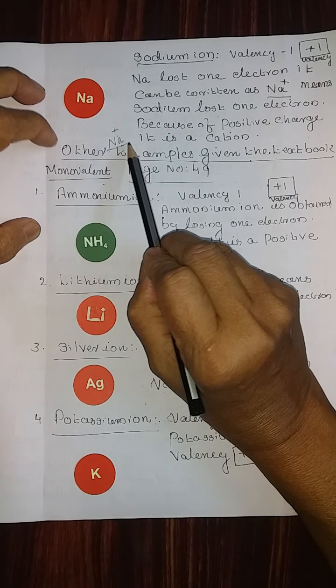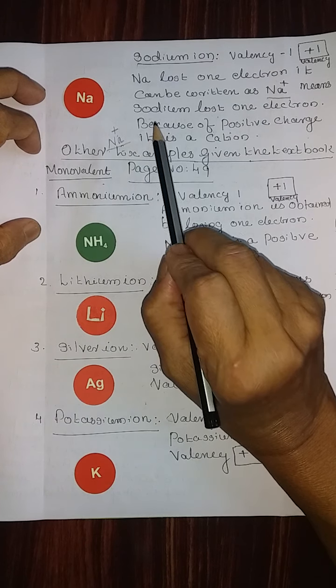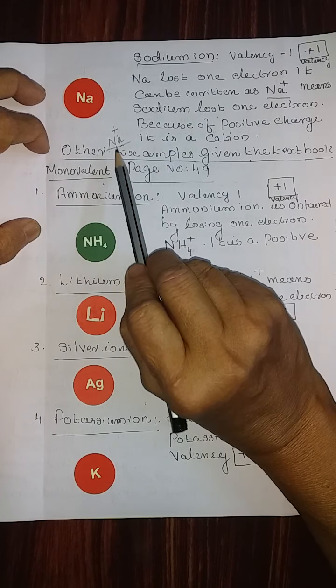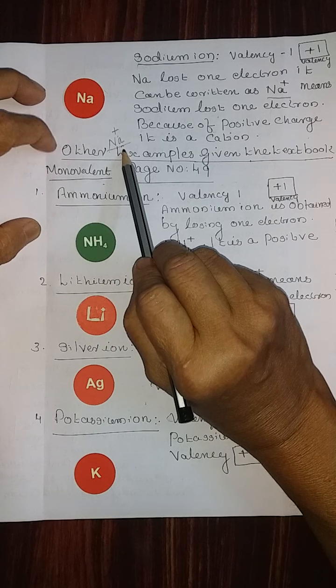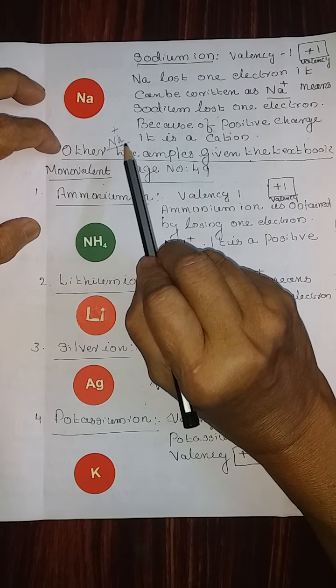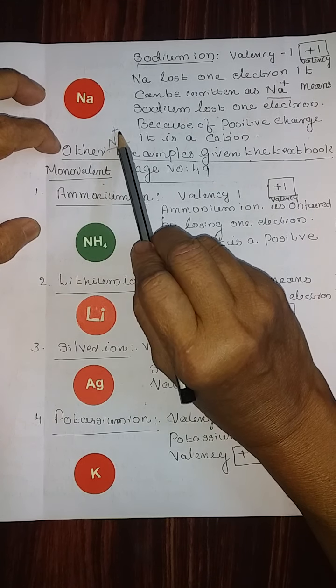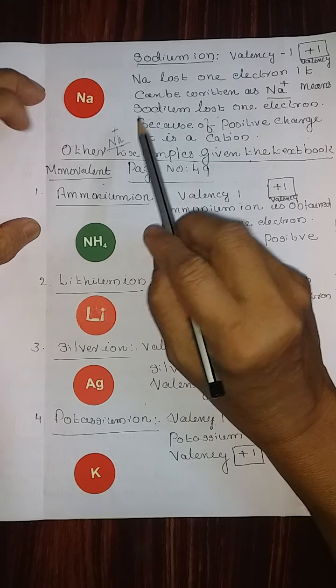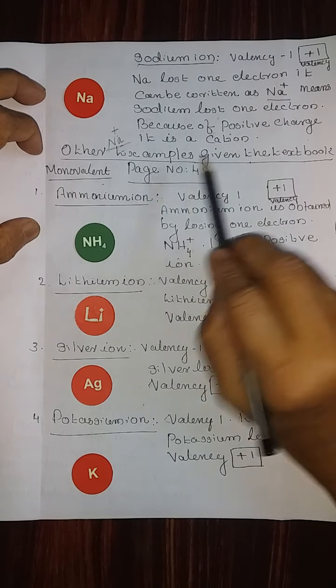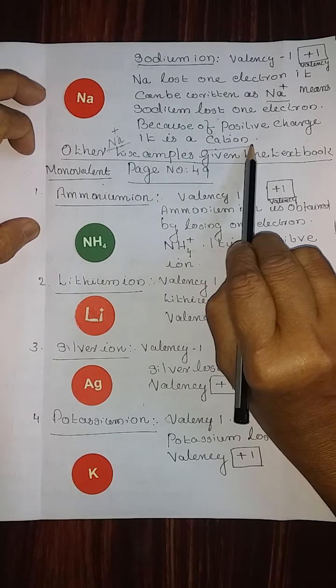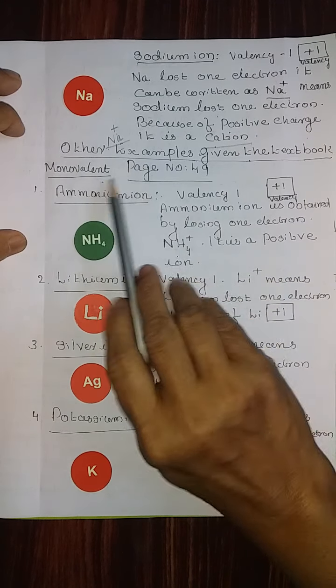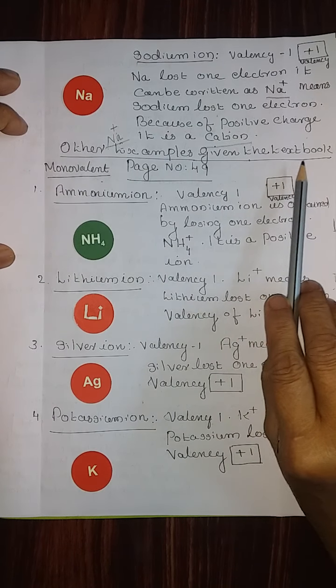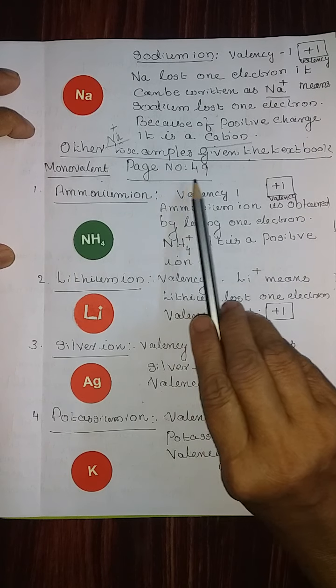These positive ions are all basic radicals. And when electricity is passed in a solution which contains Na plus ion, it will go to the cathode. That is why it is known as cation. Other examples, what is given in the textbook, page number 49.